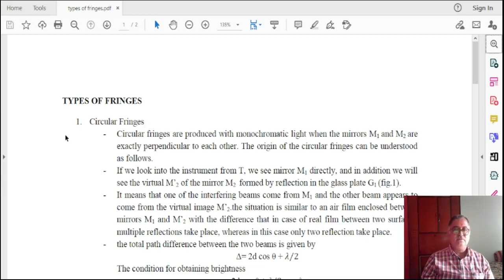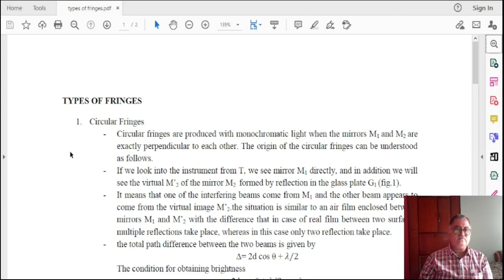The experimental arrangement we have already seen. For observing the interference pattern, and by observing it, we can determine the wavelength of light used, and we can detect the difference between two wavelengths also. These are the applications of Michelson's interferometer.